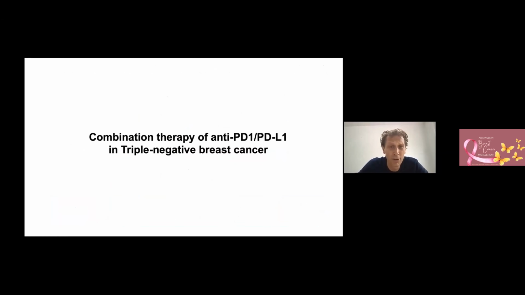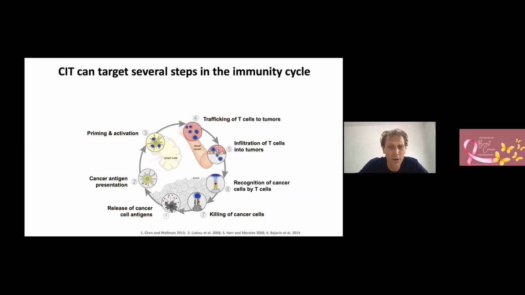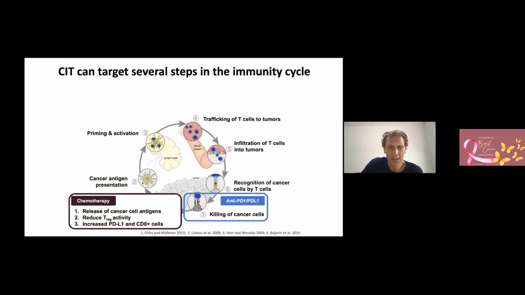Now, when we look at combinations, it's worthwhile going back to the cancer immunity cycle which we started with. And we've already looked at where PD-1 targeting drugs work. But what would be sensible combinations? Well, in my opinion, the most sensible combinations are combinations that tackle the cancer immunity cycle at different ends.